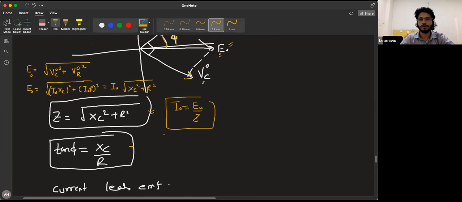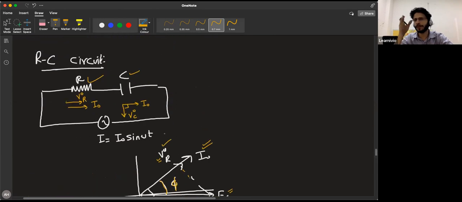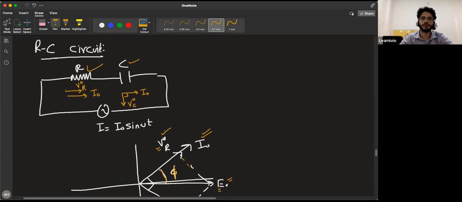So that is about the RC circuit. Once you have the LCR circuit, you can derive all of the circuits. In the LCR circuit, if you remove the term having the inductor, then you will get your RC circuit. Just note it down.